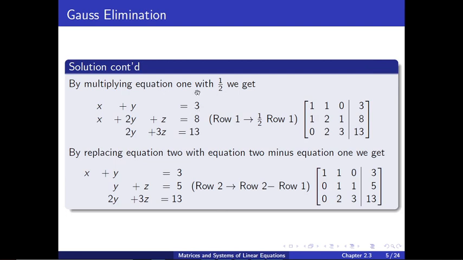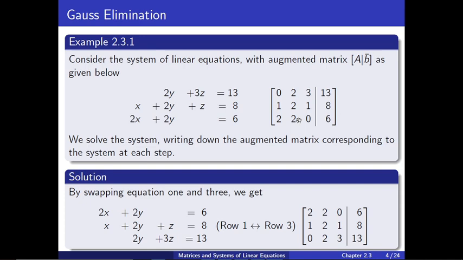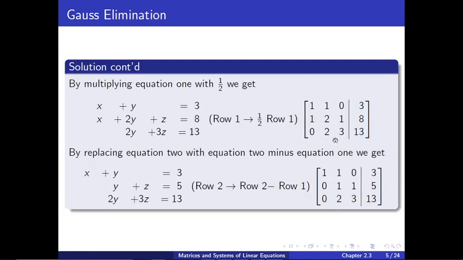To write this in shorthand for the matrix, we can say row 1 becomes half row 1. Now we don't have a double arrow because we are not interchanging, so we have one arrow going to the right. Therefore we had 2 2 0 6, so we divide by 2, and then we get 1 1 0 3, right?